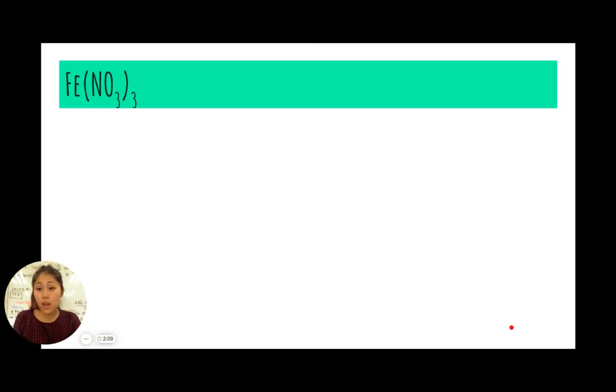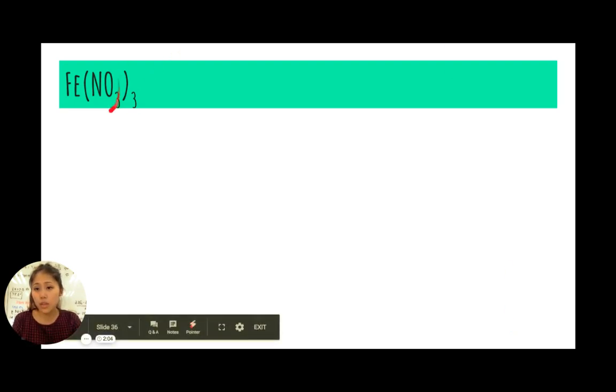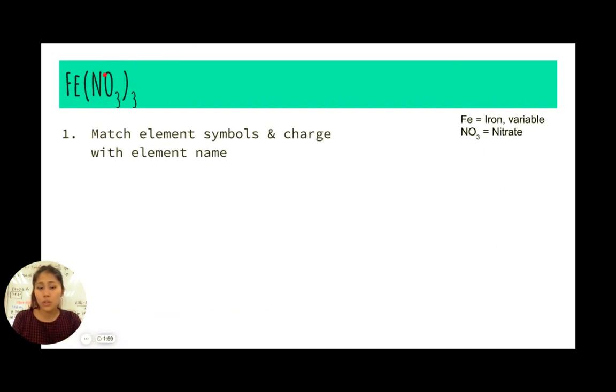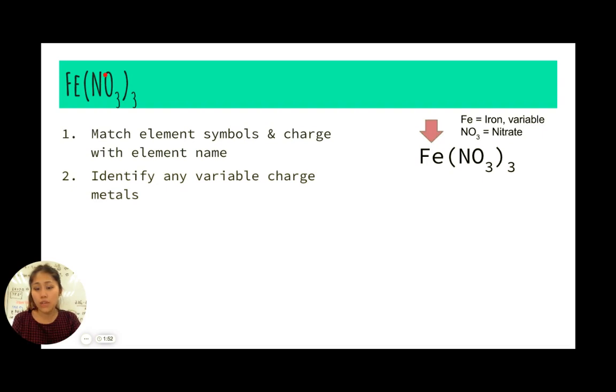Here we see that iron is bonded to a nitrate, right? NO3. NO3 is a nitrate. So iron is Fe, NO3 is nitrate. We then see if there are any variable charge metals. We see that iron is a transition metal, and it has variable charges. It can have multiple charges. In this case, we need to figure out which charge it is. See if anything was simplified.